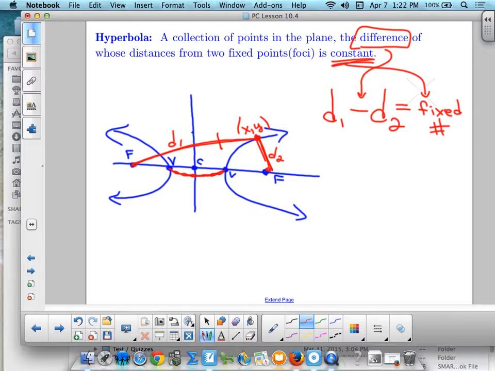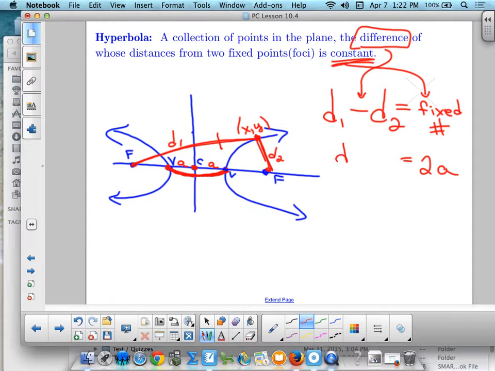Do you know? From center, oh, you don't know, do you? You don't know this yet? I'm sorry. I thought you knew it. They do tell you guys this. From the center to the vertex is A. From the center to the other vertex is A. So how far would it be from here to here? 2A. A plus A.